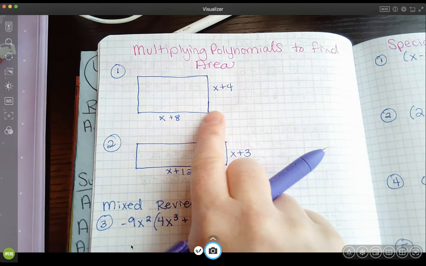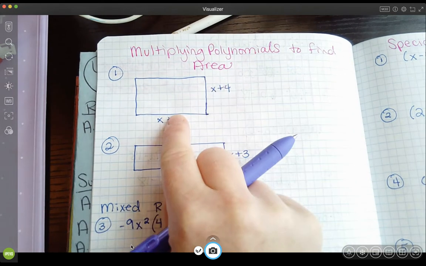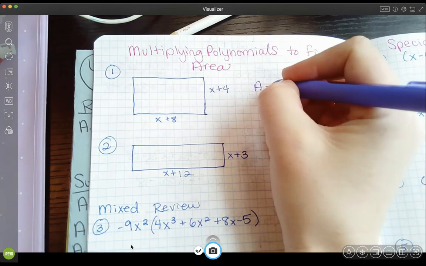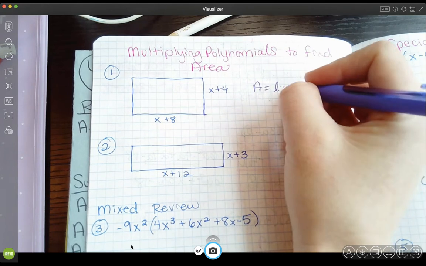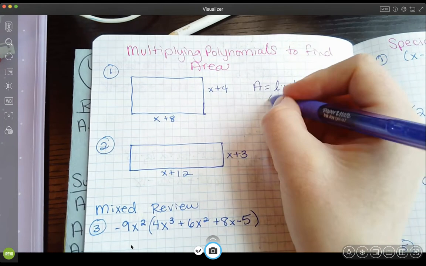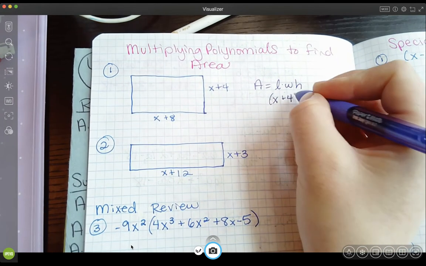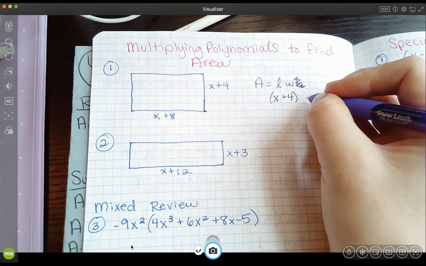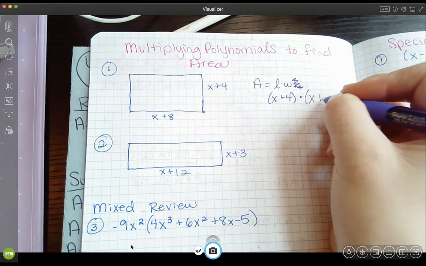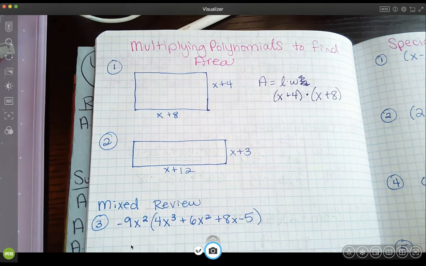If I were to find the area, it's just length times width. So area equals length times width. So in this case, it would be x plus 4... oh, not times height. I'm thinking volume. Times x plus 8. And we can use that box method.